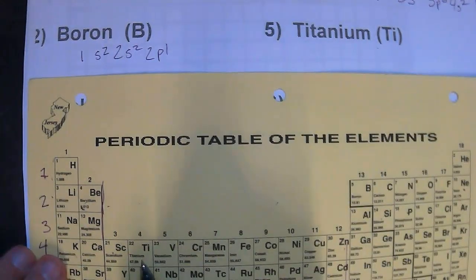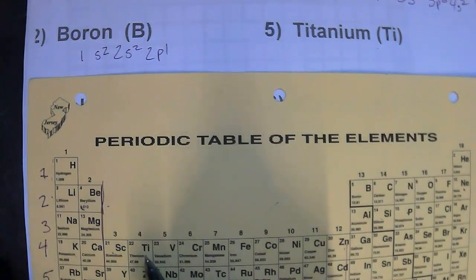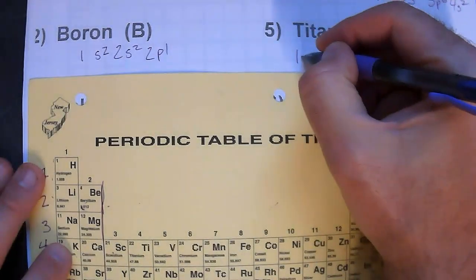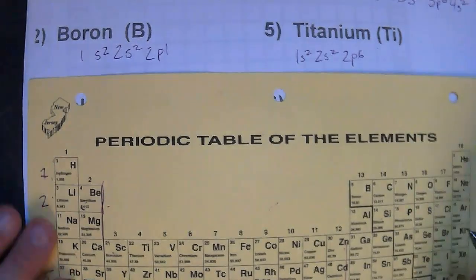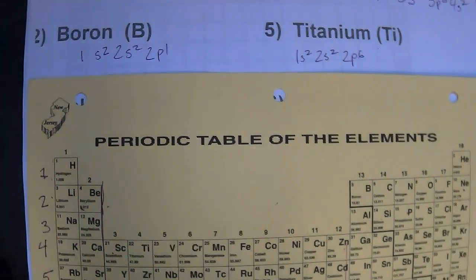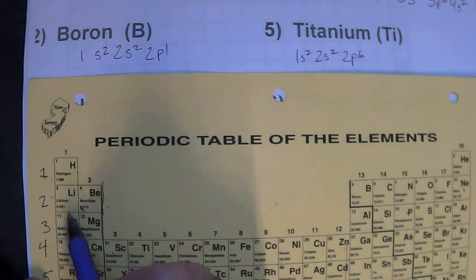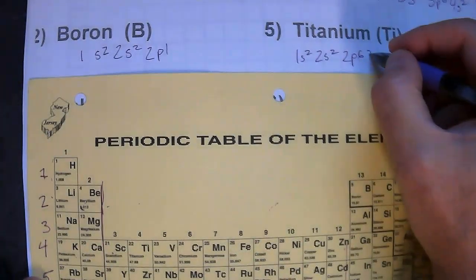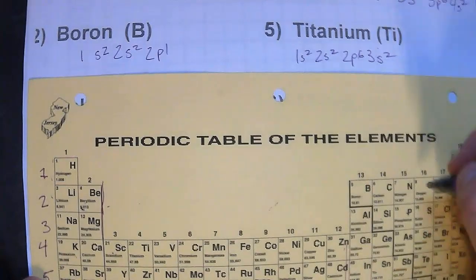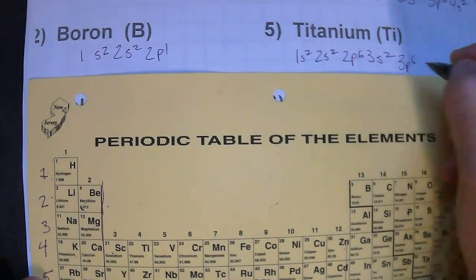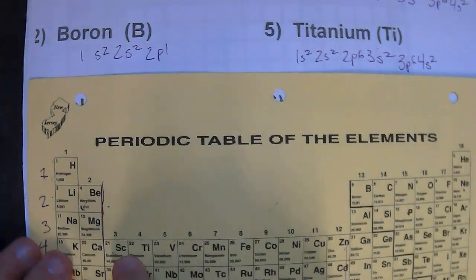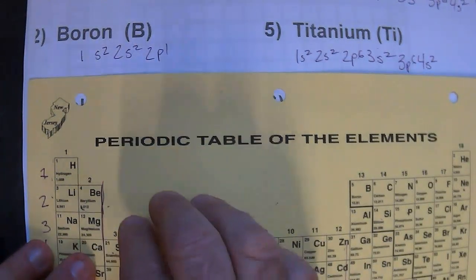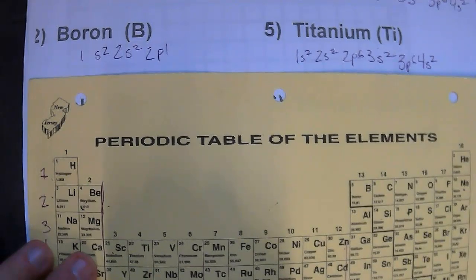Okay, now titanium is way down here, so start 1s2, 2s2, 2p6, and you can pause the video to see if you get your own answer here. 2p6, 3s2, 3p6, 4s2, and now here's the thing, the D's are shifted down by 1.